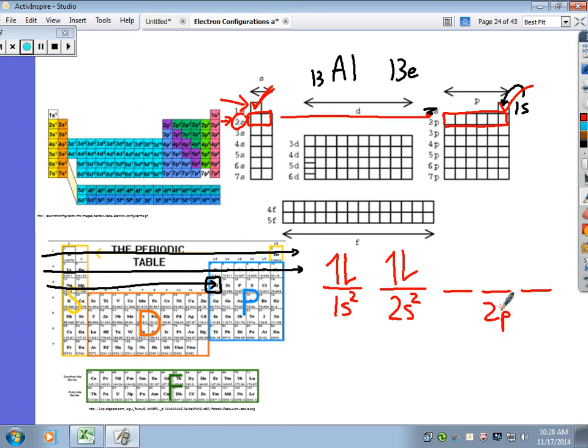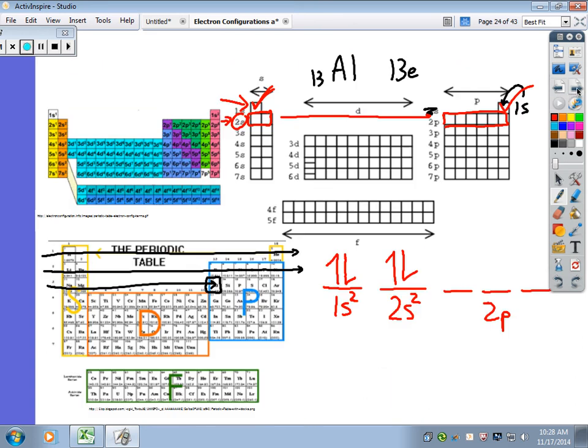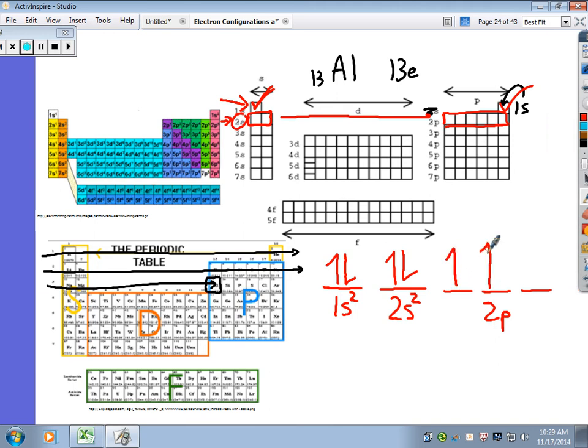I'm going to draw my P's, but what did Hund say again? Hund said, why share if you don't have to? And you'll understand why later. Okay, but you need to check your electrons in like this. Going up, going up, going up. And then going down, going down, going down. I'm going to put a 6 here.